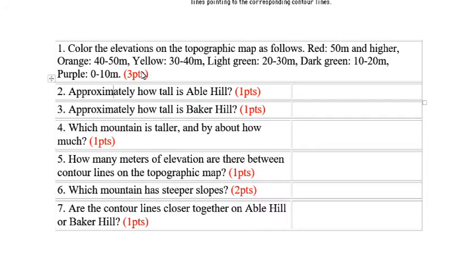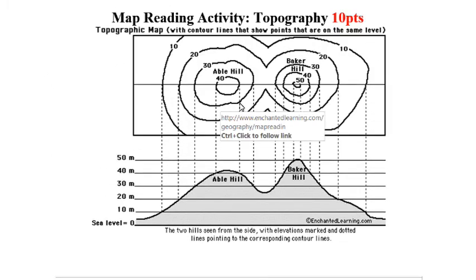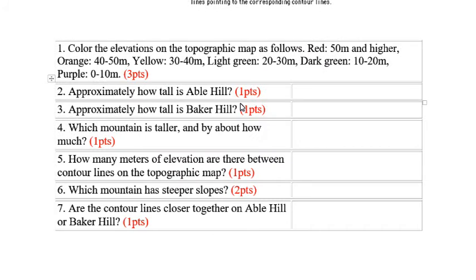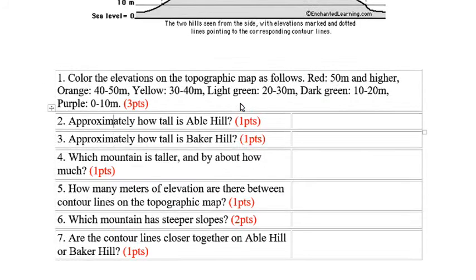Number 6, which mountain has steeper slopes? It's worth 2 points, so that's something we can get off this topography map too. We know which mountain has steeper slopes. And are the contour lines closer together on Able Hill or Baker Hill?